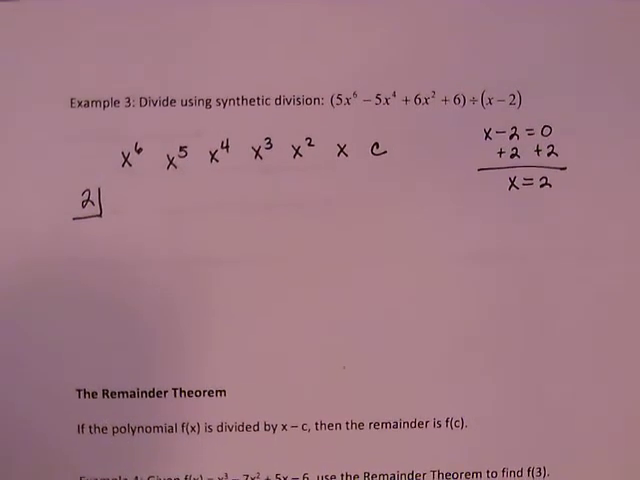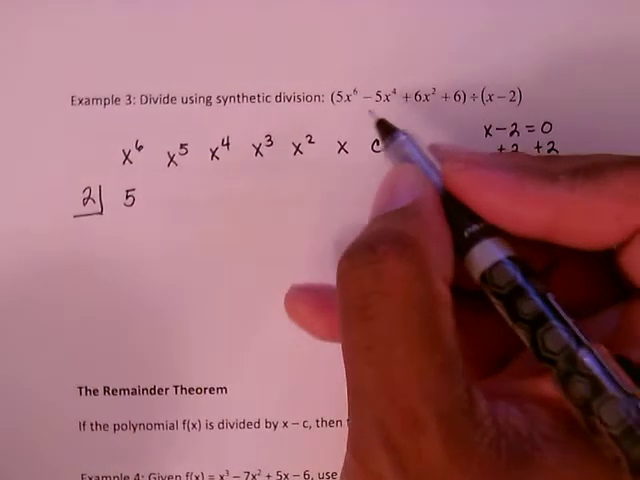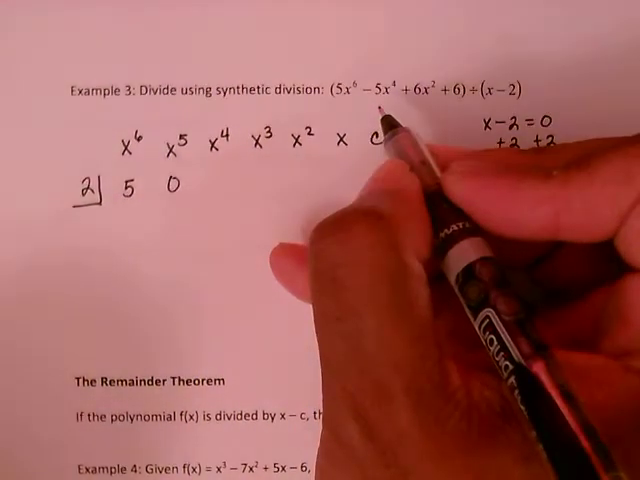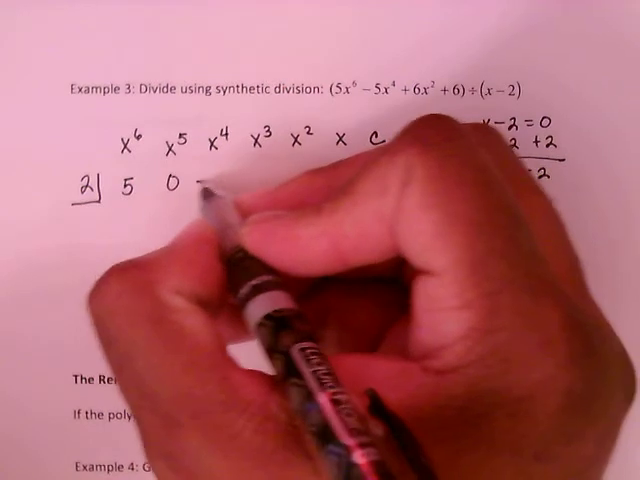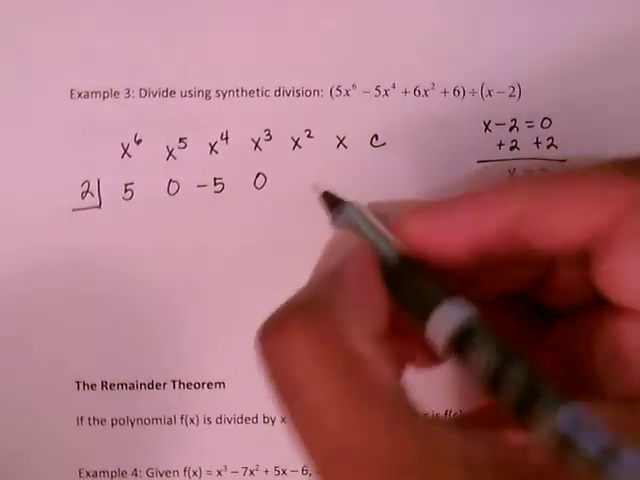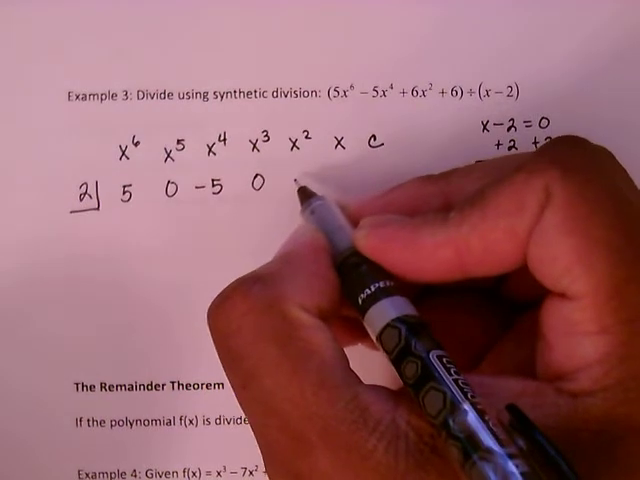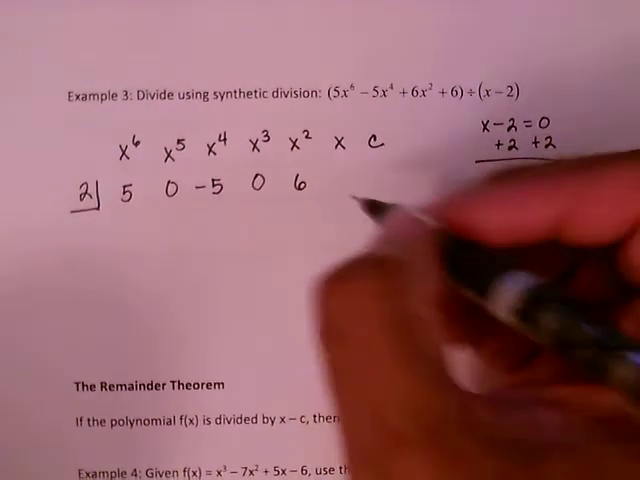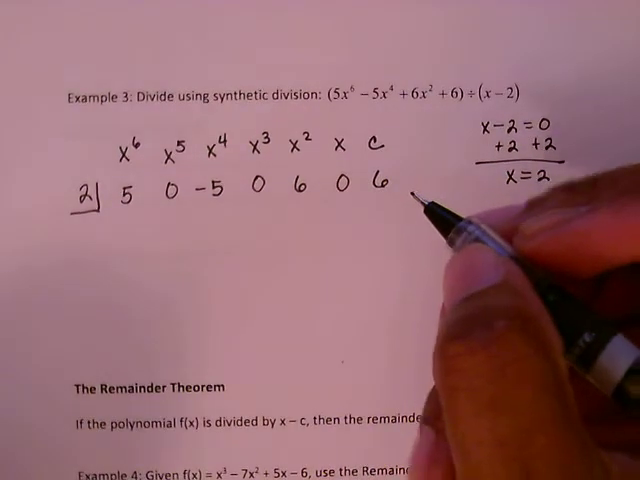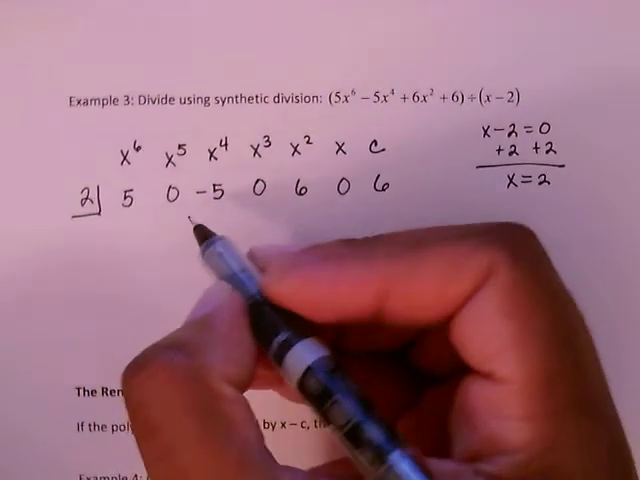Notice we do have a coefficient for x to the 6. That's 5. We don't have a coefficient for x to the 5th, so that's going to be a 0 here. And then for x to the 4th, we do have a coefficient there, that's -5. For x cubed, there isn't one, so that's a 0 there. For x squared, there is one, that's a 6. There's no coefficient for your x, that's 0, and then the constant will be 6. So that's what your dividend in the synthetic division would look like.